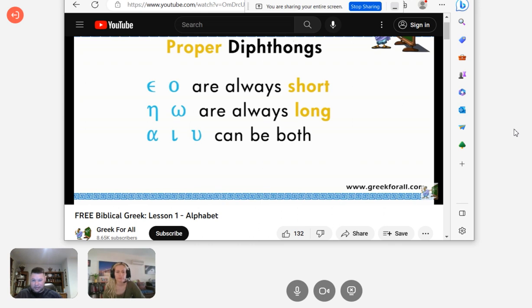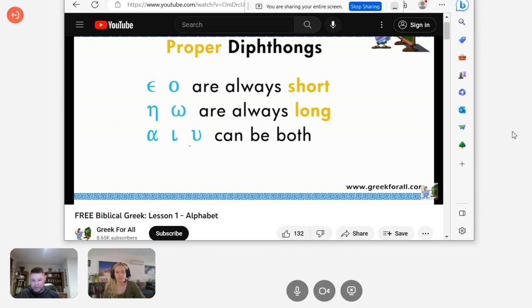There are seven vowels in Greek alphabet, and there are two types of them, the short ones and the long ones. So the first four comes in pair. This is the E class vowels. They give us the sound E, and this is the O class vowel. They give us the sound O. So epsilon and omicron are always short. Eta and omega are always long, and alpha, iota and upsilon can be both either short or long.